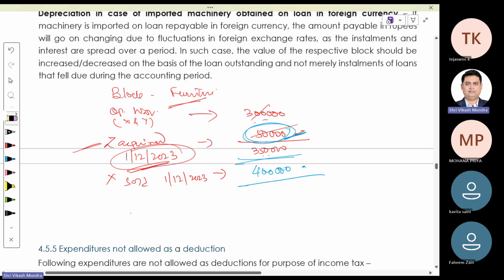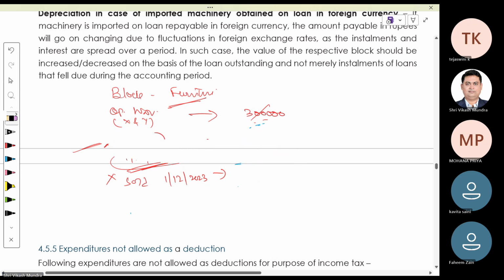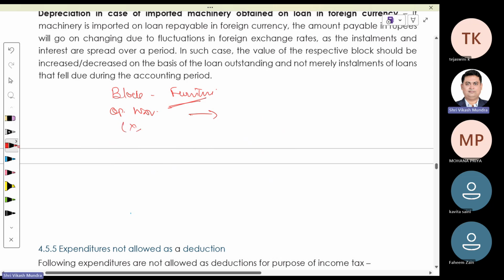Done? Okay, one more thing. One more case. We have opening written down value for furniture X and Y of rupees 3 lakh. During the year, X and Y both were sold for rupees 2 lakh. Now, please calculate depreciation. In this situation, we shall not provide any depreciation because the block ceased to exist.